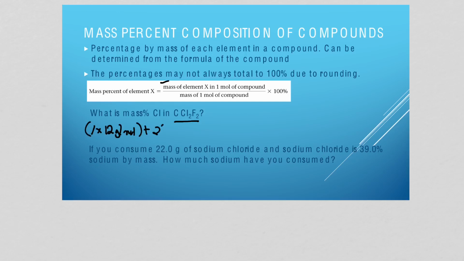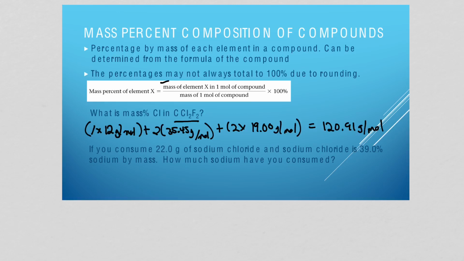plus 2 times 35.45 grams for the chlorine, plus 2 times 19 grams per mole for the fluorine. And if I add all that up, I get 120.91 grams per mole for the molar mass.